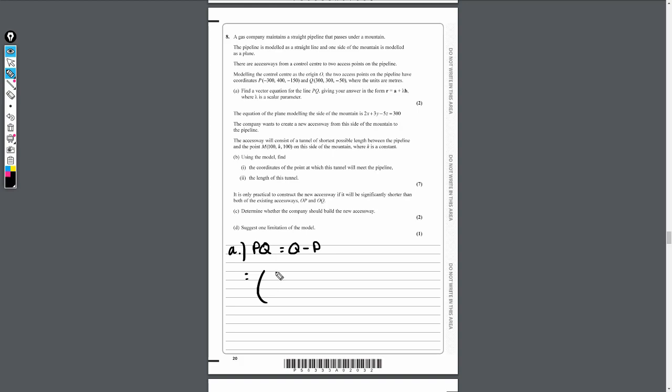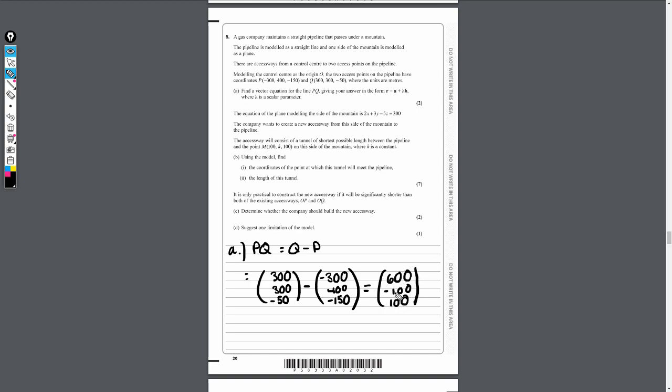So that'll be 300 and minus 50 minus my coordinates for P, so that's minus 300, 400 and minus 150. Okay, let's do that. So 300 minus 300, that'll give me 600. 300 minus 400 gives me minus 100. And then minus 50 minus 150, that'll give me positive 100. Okay, so let's close that.